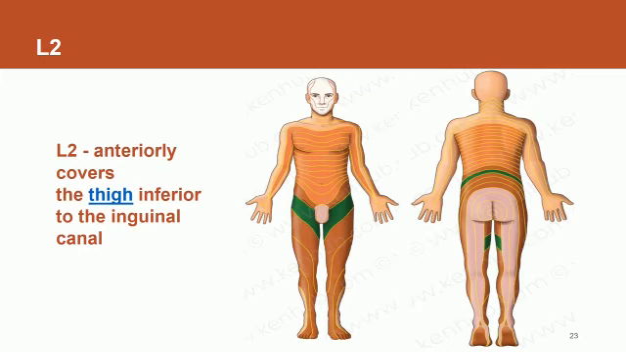L2. The L2 dermatome just starts distally to the greater trochanter of the femur and runs four fifths of the way down to the lateral thigh, down the lateral femur. Remember, the femur is the bone present in the thigh.